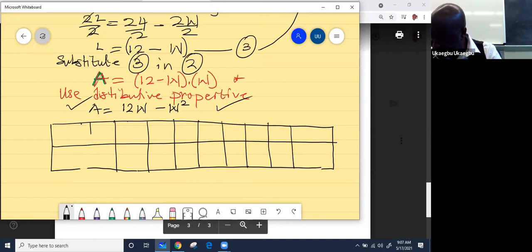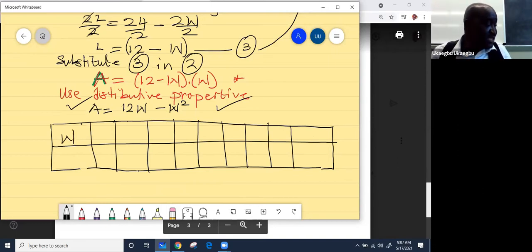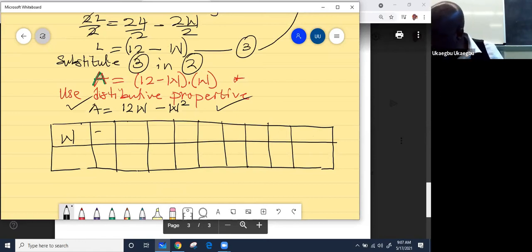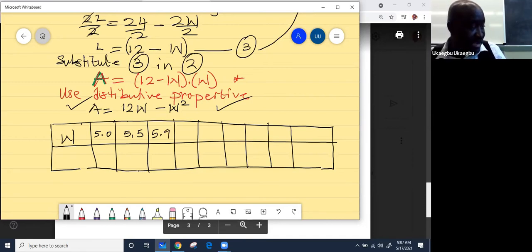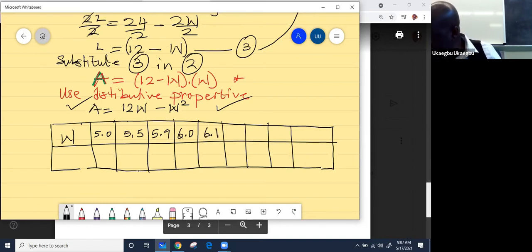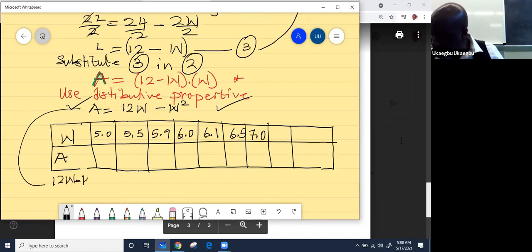Okay, so the first column is our W. We are going to select some values for W. So let's select 5.0, 5.5, then 5.9, and then 6.0, 6.1, and then 6.5, and 7.0. Let's stop at these. Here's the area formula. You are going to use this very formula: 12W minus W squared. That's what you are going to use for your area.